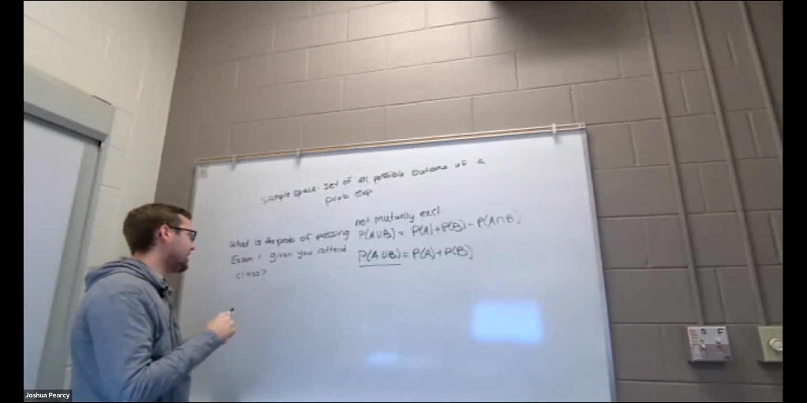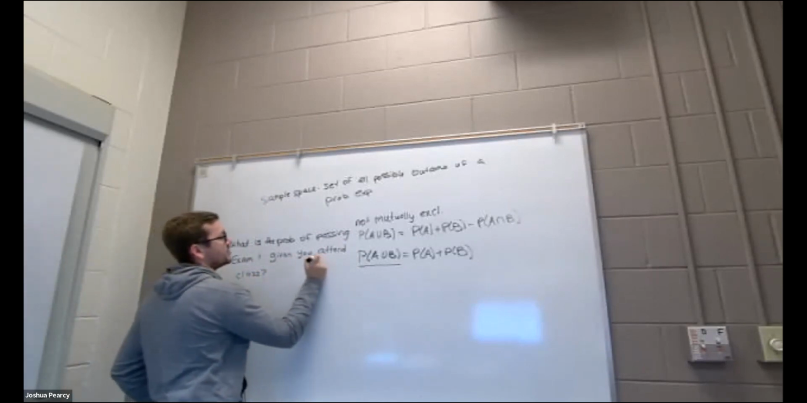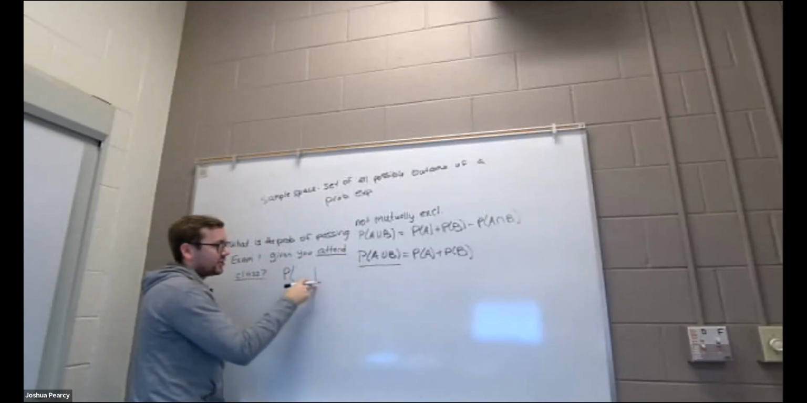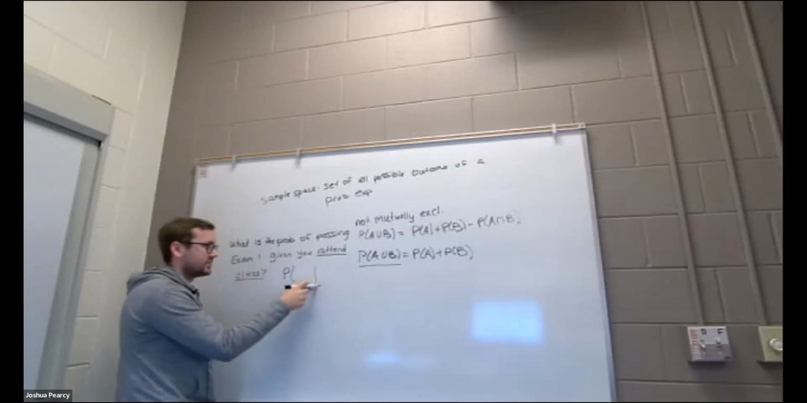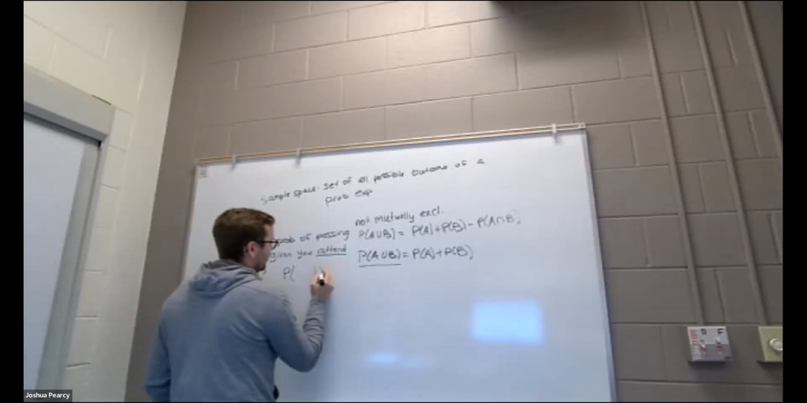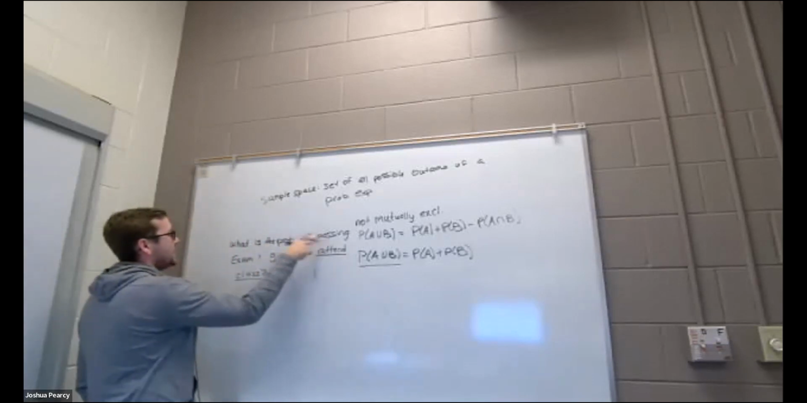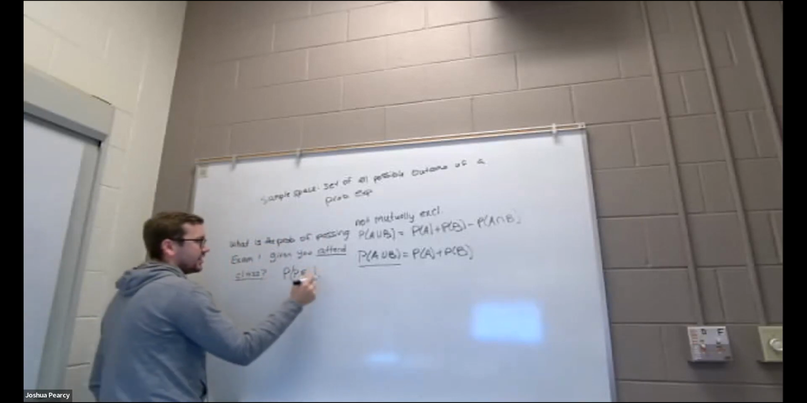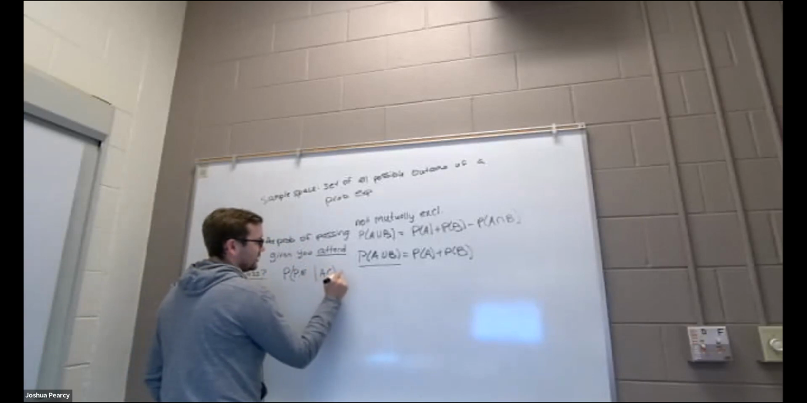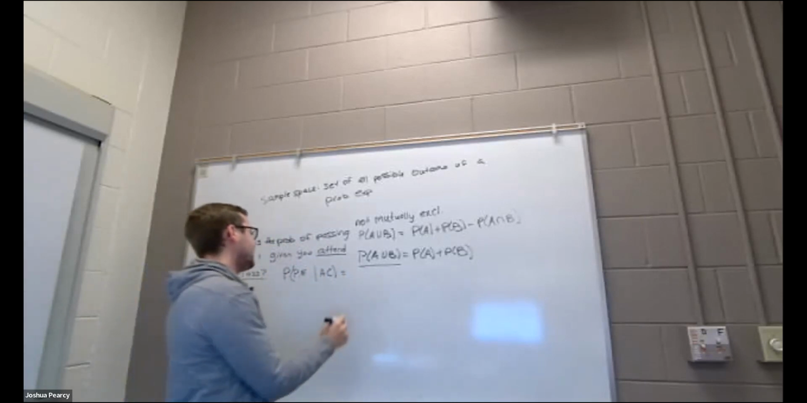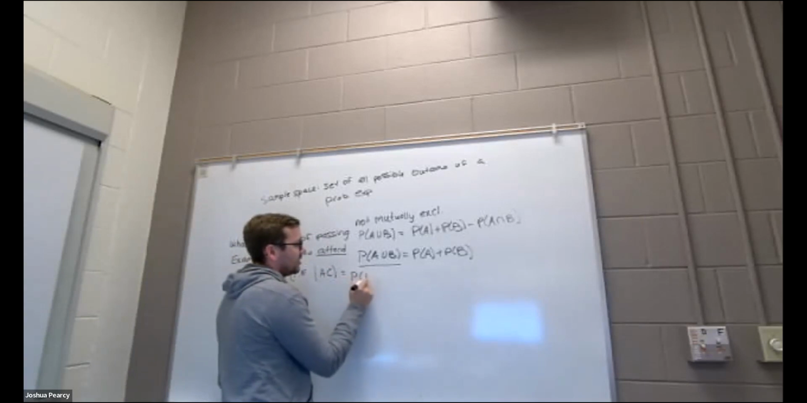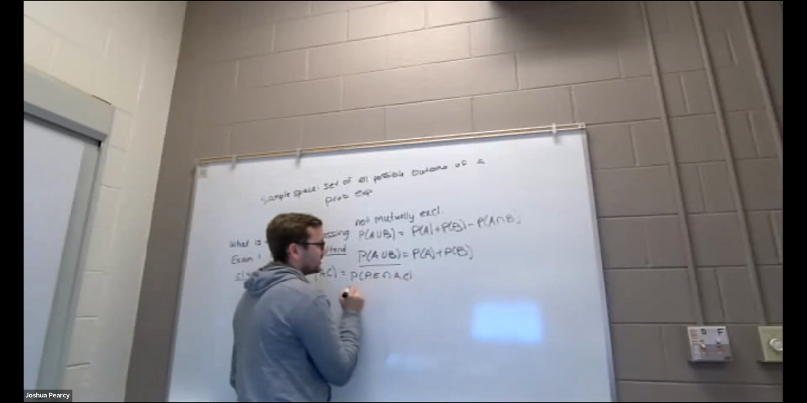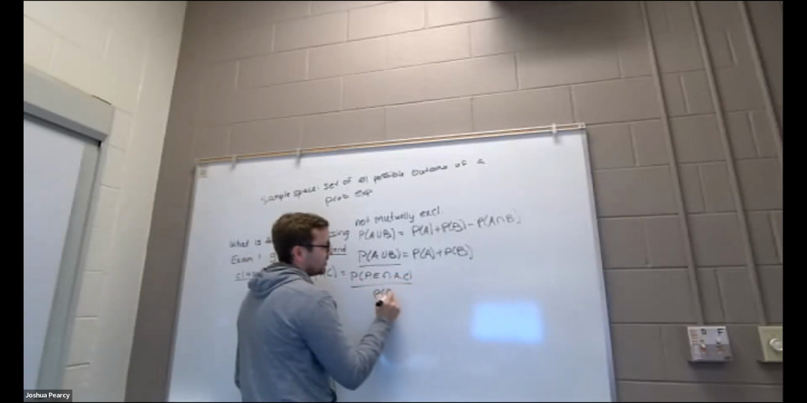So to find that, this given part here is after this little bar. The probability of passing the exam, so pass exam, given that you attend class. By definition, this is equal to the probability that you pass the exam and you attend class divided by the probability that you attend class.